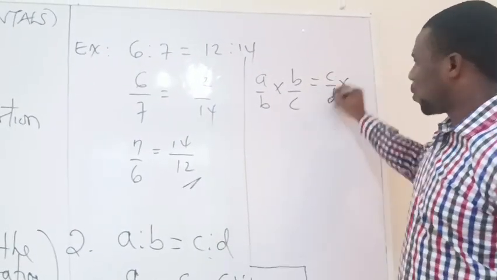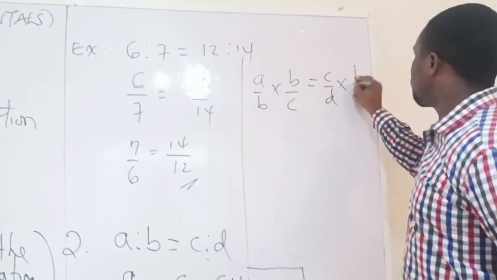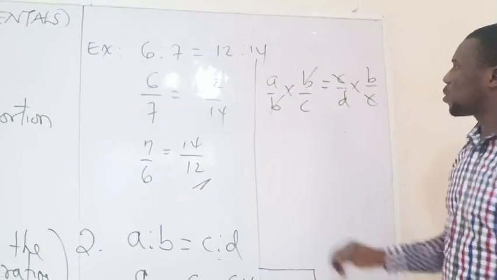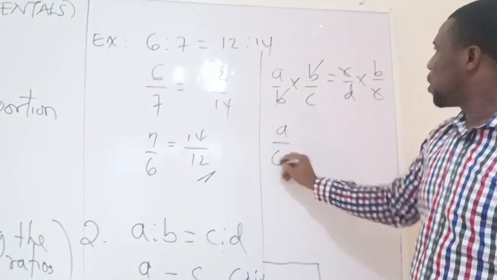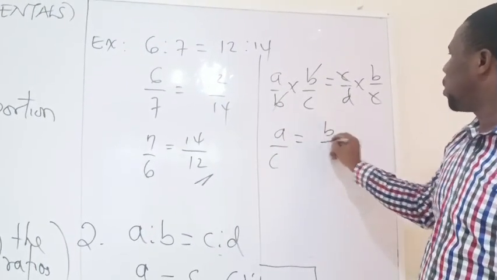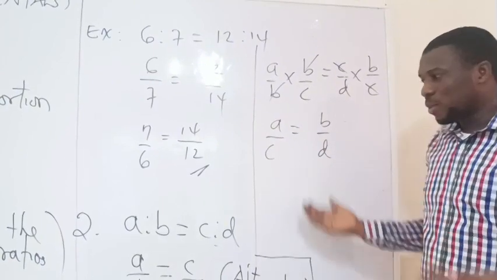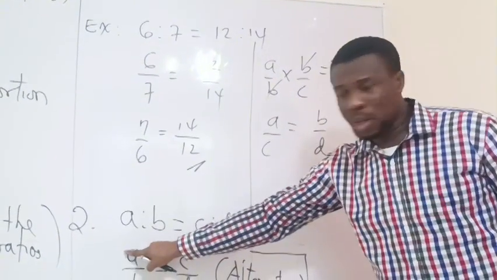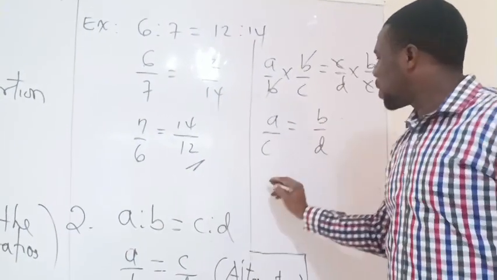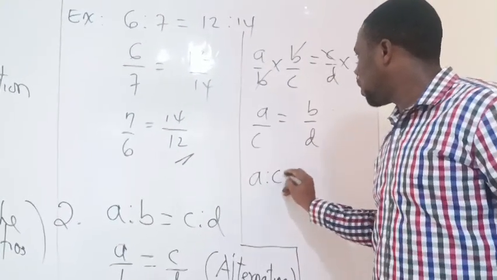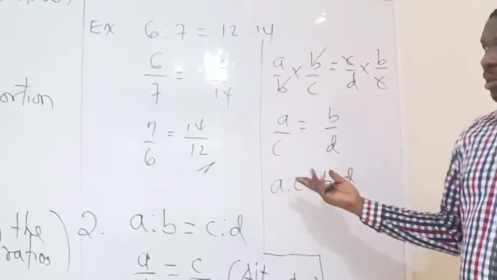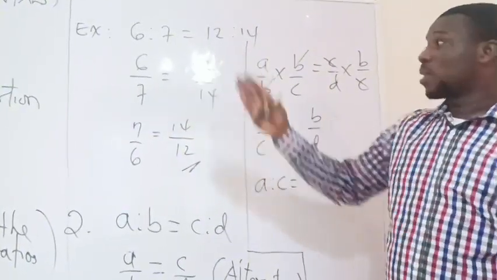I could multiply that by B over C. So the B cancels out and the C cancels out, and I'm left with A over C equals B over D. So I've alternated this ratio. This same proportion could be written as A is to C as B is to D. They mean the same thing. You could check that out with this example I gave.